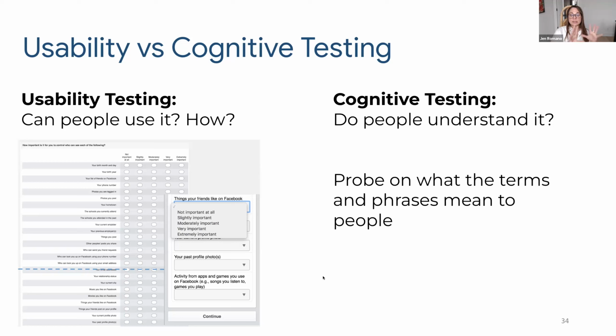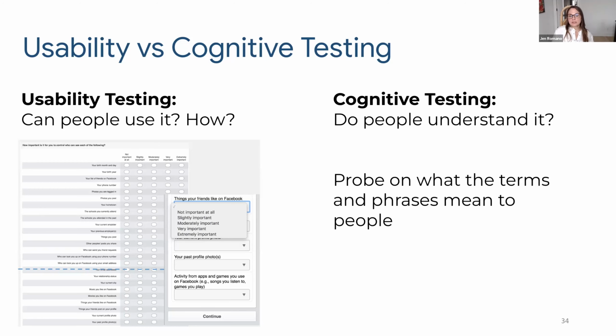So we conducted both cognitive testing and usability testing, but learned different things. In cognitive testing, we're assessing, do people understand when we say things like your friends on Facebook? Do people even understand what we're talking about? Are they able to understand that we're interested in knowing how important it is for them to control who could see those specific things? Do they know what those things are that we're asking about? In usability testing, the objective is more for us to know if people can accurately record their response. So in addition to, do they understand, do they know how to use the instrument? Can they accurately record the responses?